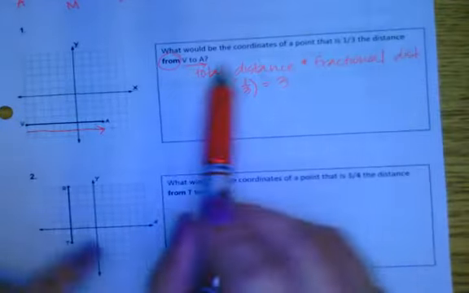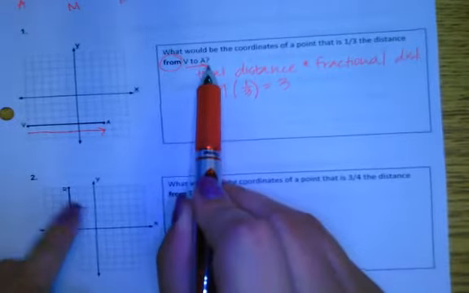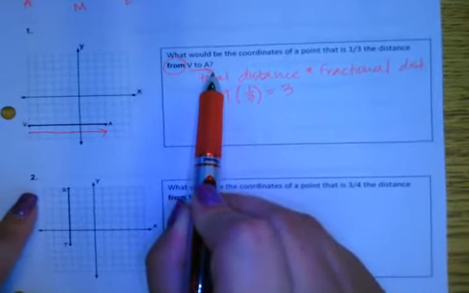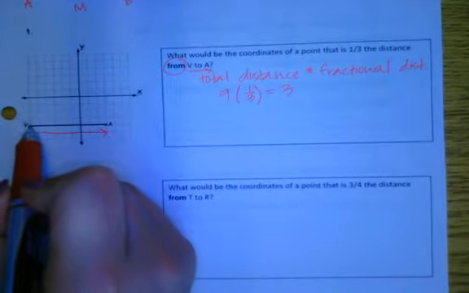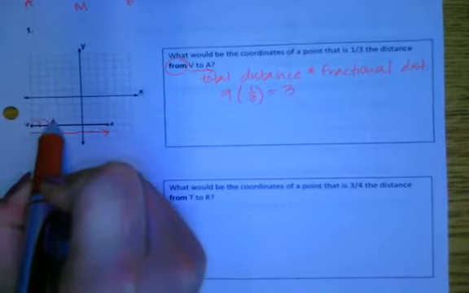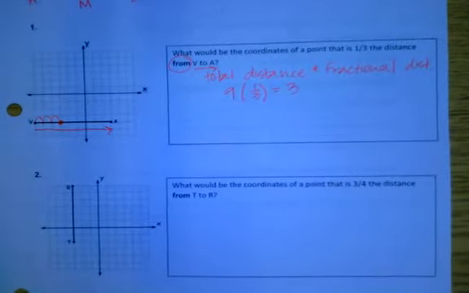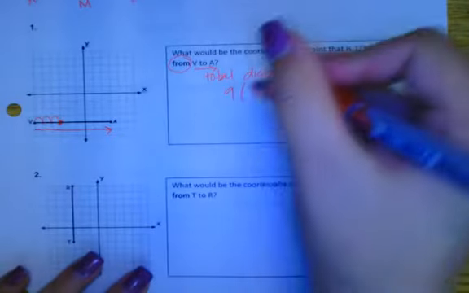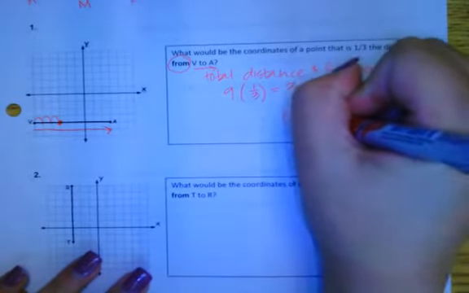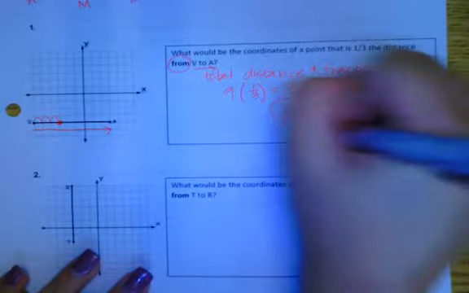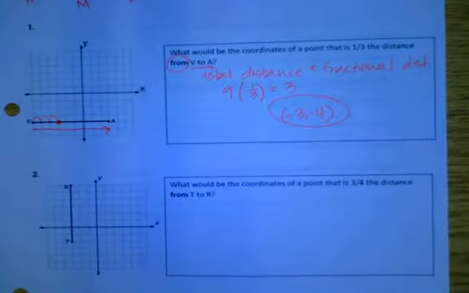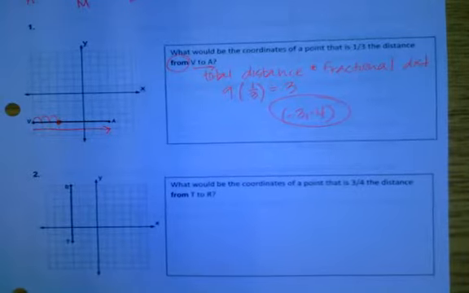3. Okay, so I'm moving from V to A. So what point am I starting at? V, and I'm moving 3 units. So what is my new coordinate? -3, -4. Any questions so far on fractional distance?